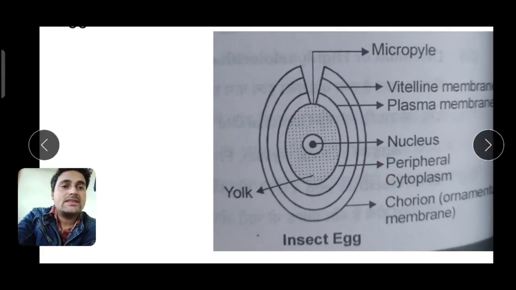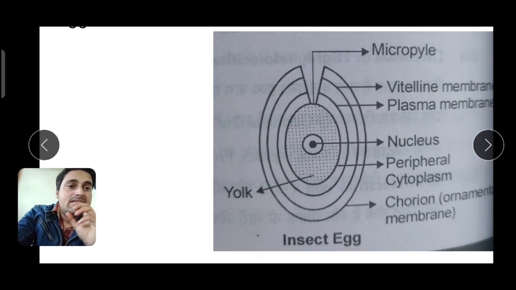As you can see, there is a micropyle area. The micropyle area is the entering zone of a sperm for fertilization, while you can see yolk is found in the central region of this egg. That's why we call the insect egg a centrolecithal egg.